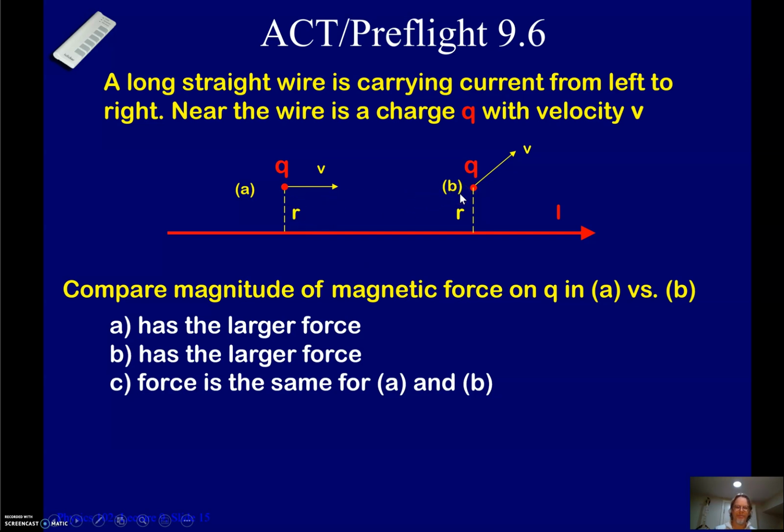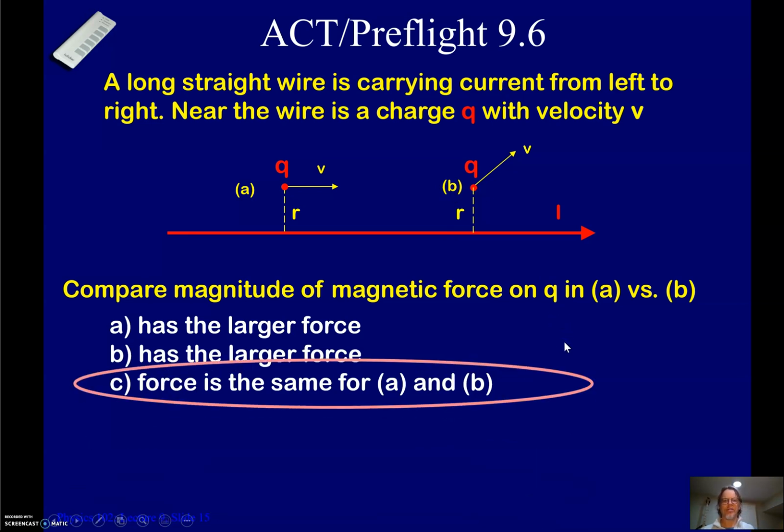Take a moment, pause. Unpause. So which of those has a larger force? The answer is that it is the same. You might say, Dios mío, how is that? Well, remember the direction of the field where the Q is in both cases? It's coming right at your face. They're both in the same magnetic field, and the direction of motion is still perpendicular to the field coming right at you. They're both 90 degrees.